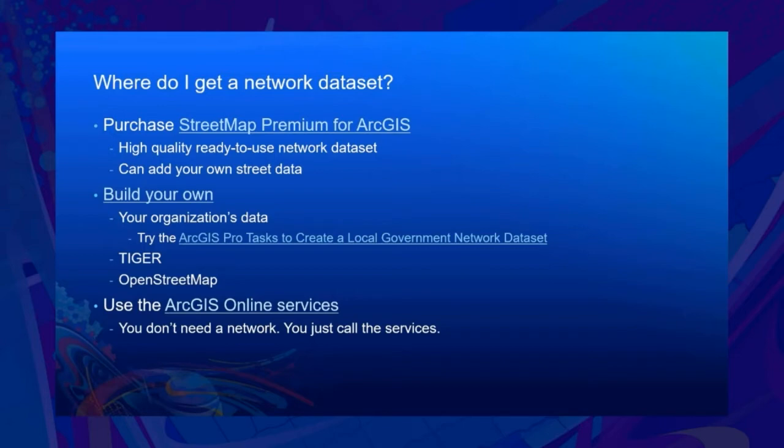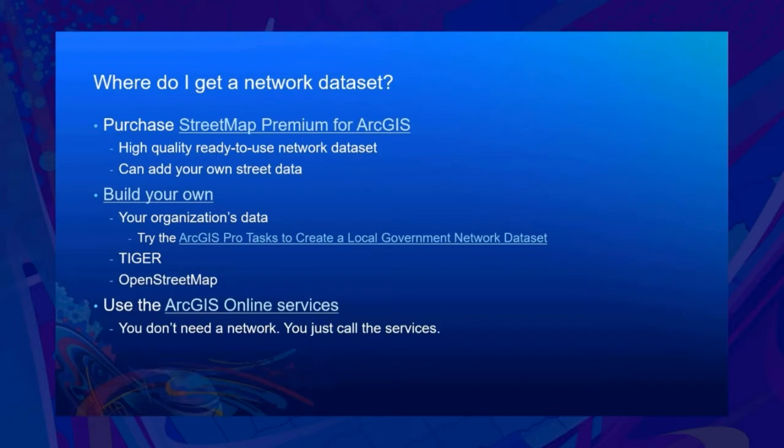The StreetMap Premium product also has an option called Custom Roads that allows you to add your own streets to the existing streets. If your organization maintains street centerline data, you can use it to build a network dataset. In case you wish to pursue this option, ArcGIS Pro provides guided workflows on how to create a network dataset using street centerline data. I have included the link where you can find these details.